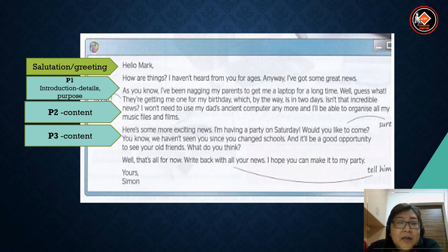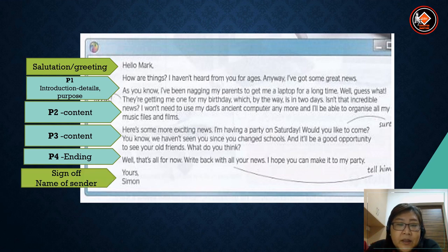And then for paragraph 3, here's some more exciting news. I'm having a party on Saturday. Would you like to come? You know, we haven't seen you since you changed school, and it'll be a good opportunity to see old friends. What do you think? And the last part is the ending. Well, that's all for now. Write back with all your news. I hope you can make it to my party. And then sign off by writing yours and name of the sender.